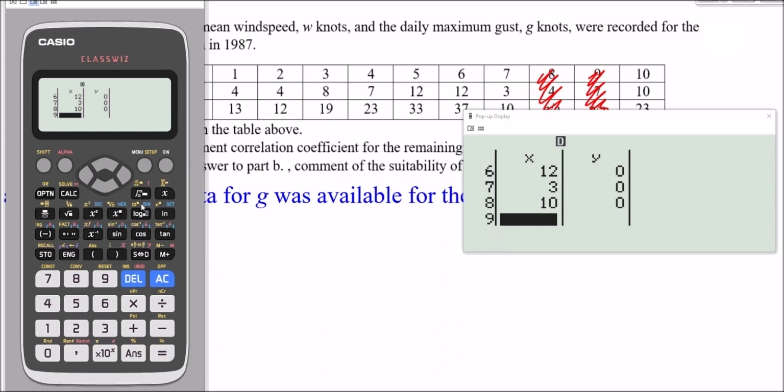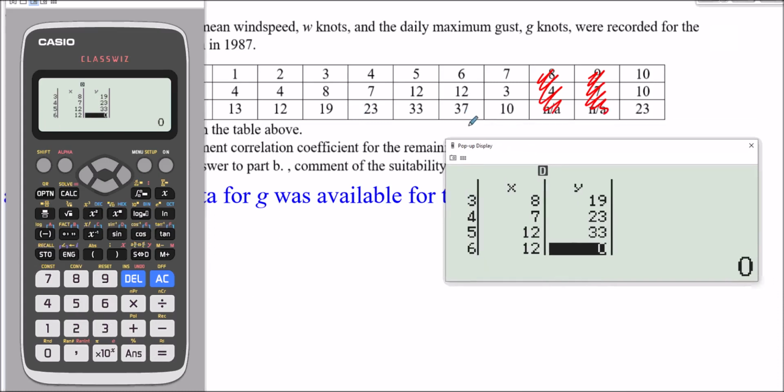Once you've typed those in, we toggle to the right, so press this button here and go back up, and then we type in the corresponding values for the gust. So the first one is 13, then we have 12, and then 19 again, 23, 33, 37, 10, ignore those 2, and finally the one we use is 23. So we've typed in all the data.